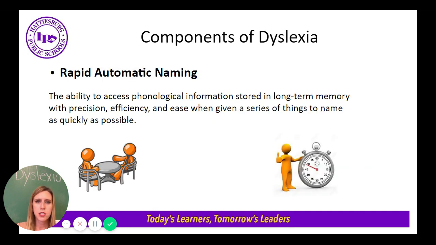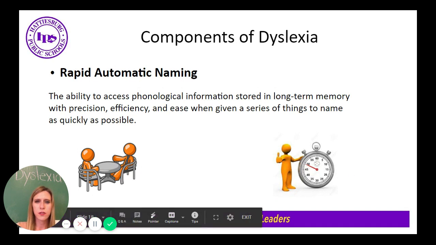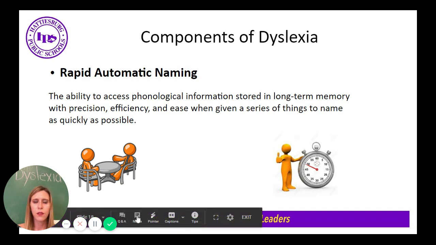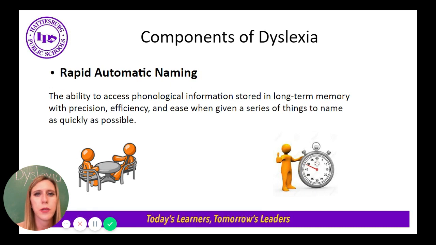Rapid automatic naming. We mentioned this earlier. This is the ability to access phonological information stored in long-term memory with precision, efficiency, and ease when given a series of things to name as quickly as possible. So this goes back to our science lesson on the brain regions. Typical learners store information after multiple times of exposure that no longer requires decoding. This allows us to recognize words on sight. Sometimes we hear them called sight words. However, as we grow and expose ourselves to more words, we have a much bigger word bank in our brain. And when those words are stored into our long-term memory, we're able just to look at a page and read those words without having to think about it.